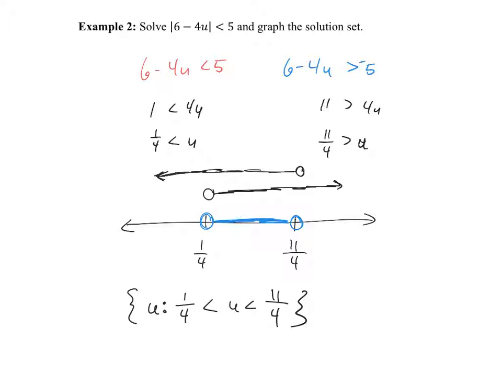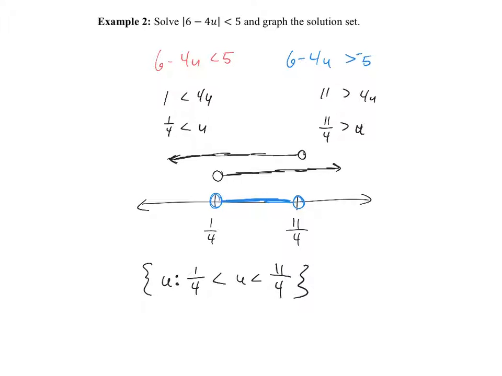How would I write this in interval notation? Interval notation, which some people still struggled with on the test. Interval notation, what would it look like? From 1/4 to 11/4, not including those endpoints. What's the key here? Francisco?